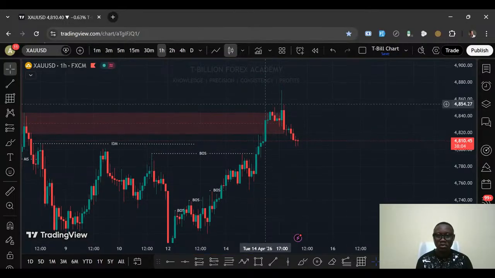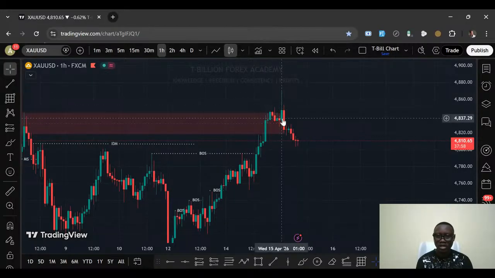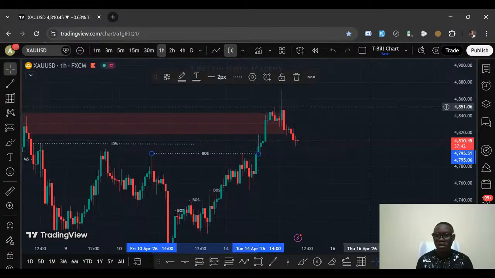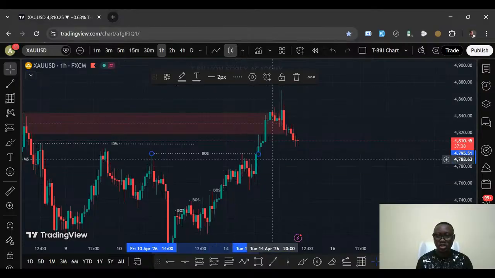Although we got another break of structure right here, as you can see, there was a rejection and price has actually invalidated the origin that led to that break of structure, which is this other block right here. Okay, so this is the most valid break of structure that I would pay attention to in order for me to potentially join this bullish move.